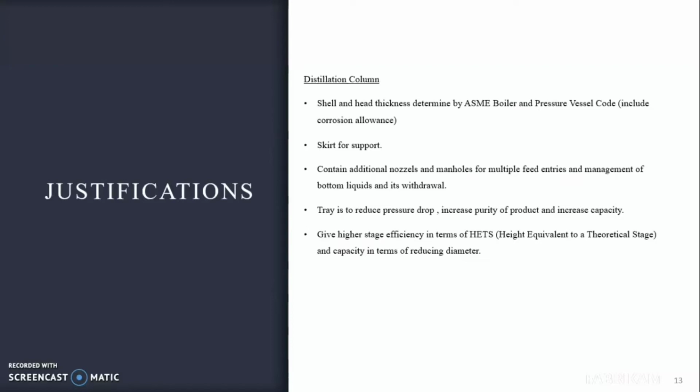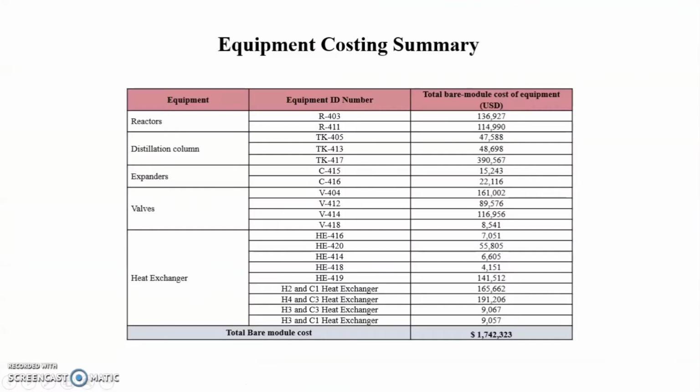The function of the tray is to reduce pressure drop, to increase the purity of the product, and to increase the capacity. It will also give higher stage efficiency, in terms of high equivalence to a theoretical stage, and capacity, in terms of reducing diameter. Moving on to the equipment costing.